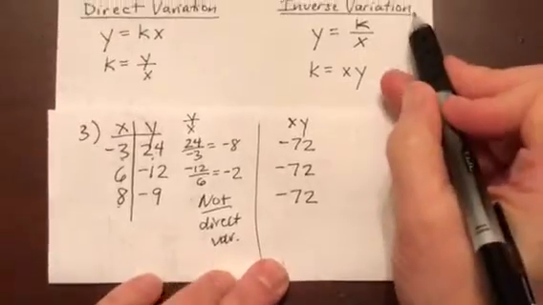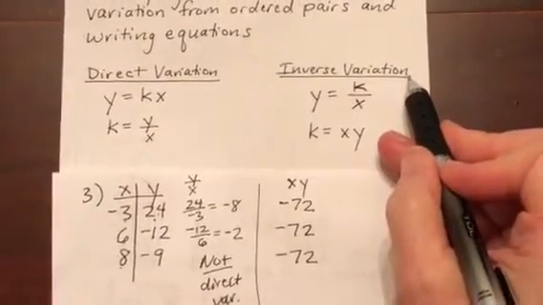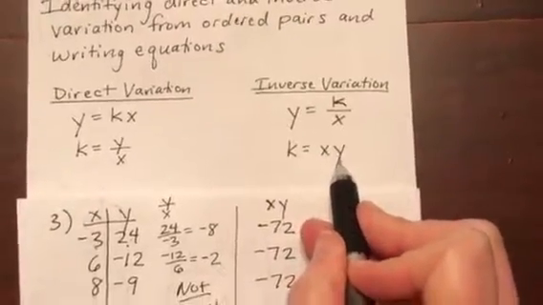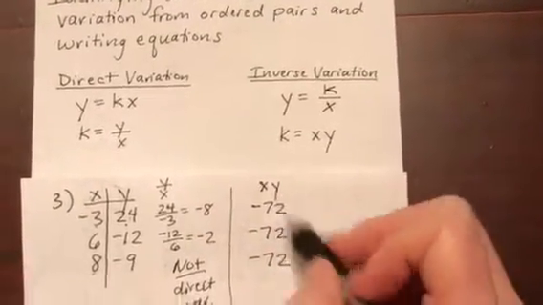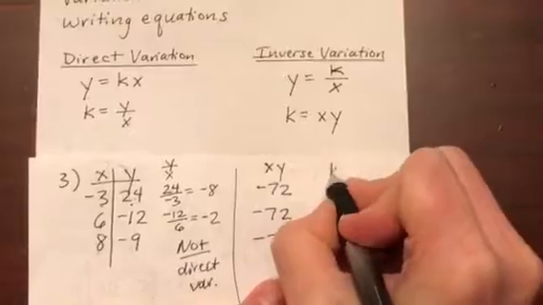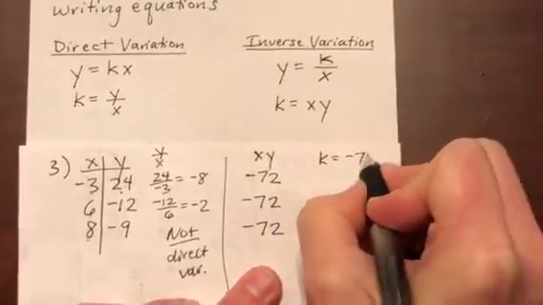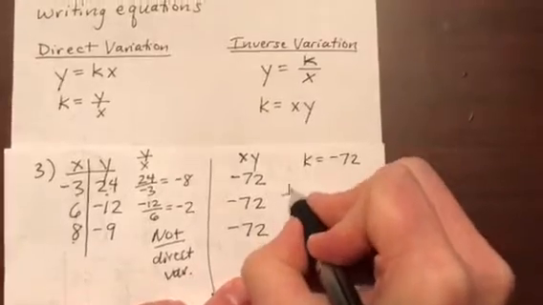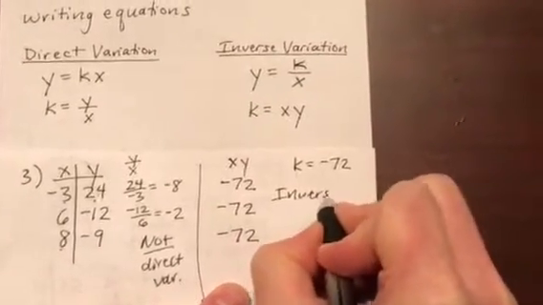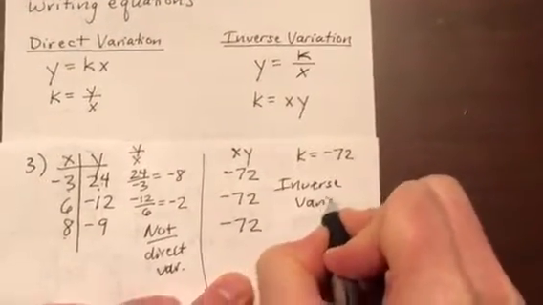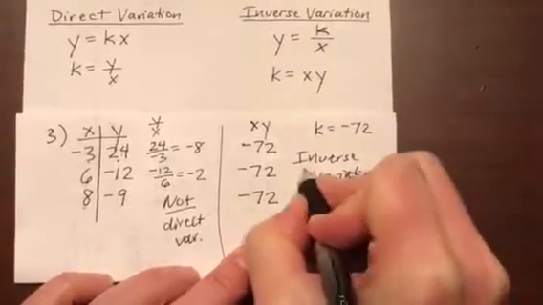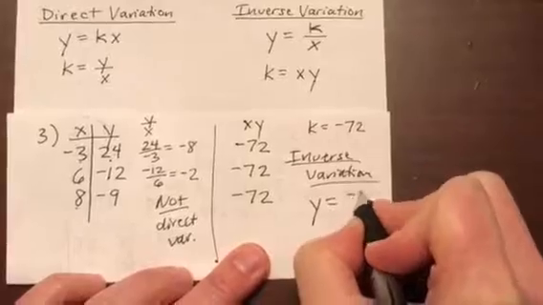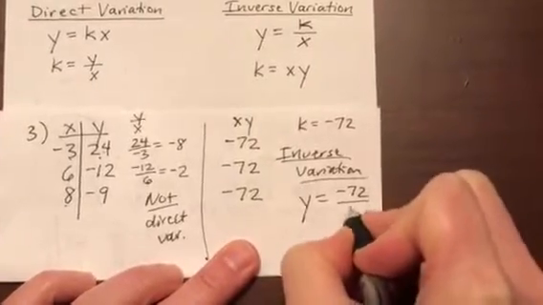So we have an inverse variation example because the product of the x and y in each pair was the same. So here our constant of variation is -72, and we can write our equation. So we should say this is inverse variation. And our equation would be y equals -72 divided by x.